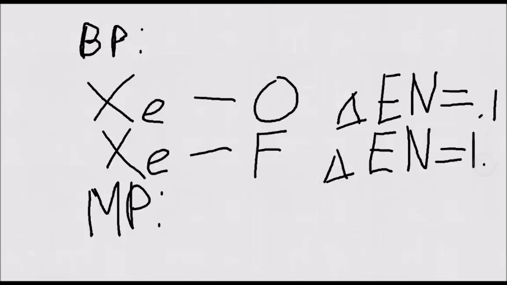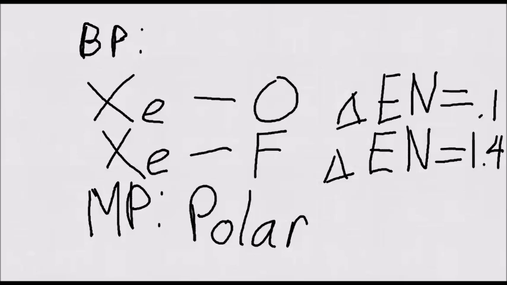For our bond polarity, for the xenon-oxygen bond, we have a delta EN of 0.1, making it a non-polar bond. And for our xenon-fluorine bond, we have a delta EN of 1.4, which is polar, and these values come from our periodic table. And this makes our molecular polarity polar because of the off-balance forces of the molecule.